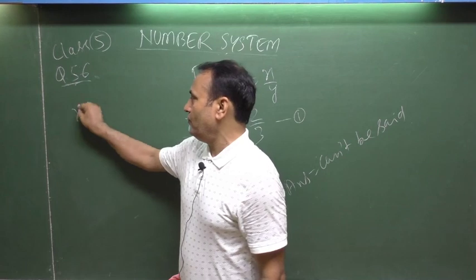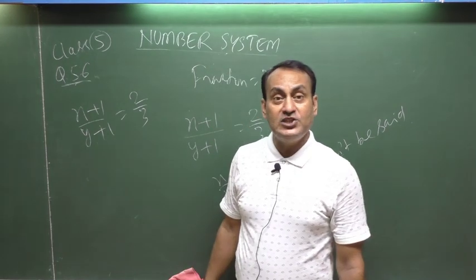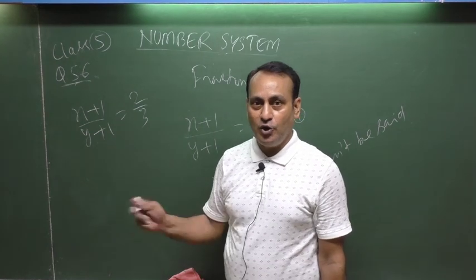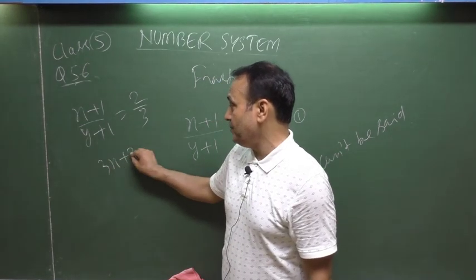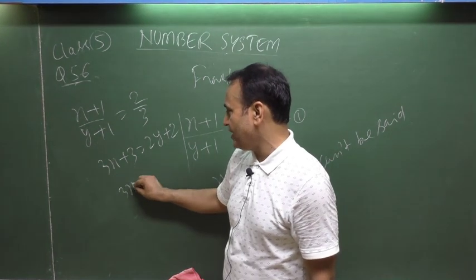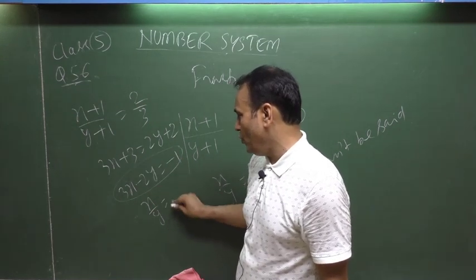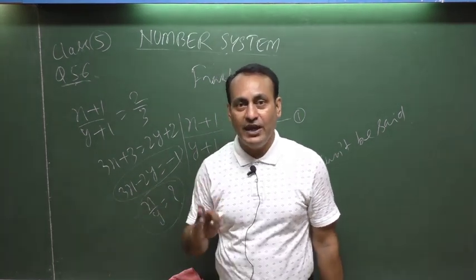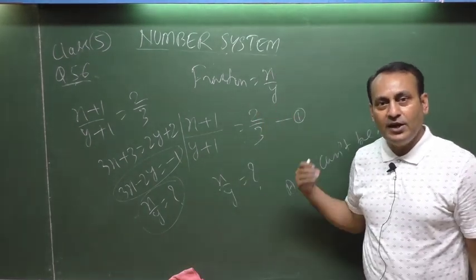Now you proceed to find out the answer. The question has told you 1 must be added to the numerator as well as to the denominator and the fraction becomes 2 by 3. Now you have to point out the original fraction, that is x by y. See here, this is your equation now, and in the next step this will be like this. 3x minus 2y equals minus 1. But you were expected to have x by y. From this equation x by y can't be had. That's why the answer is can't be determined, can't be said.